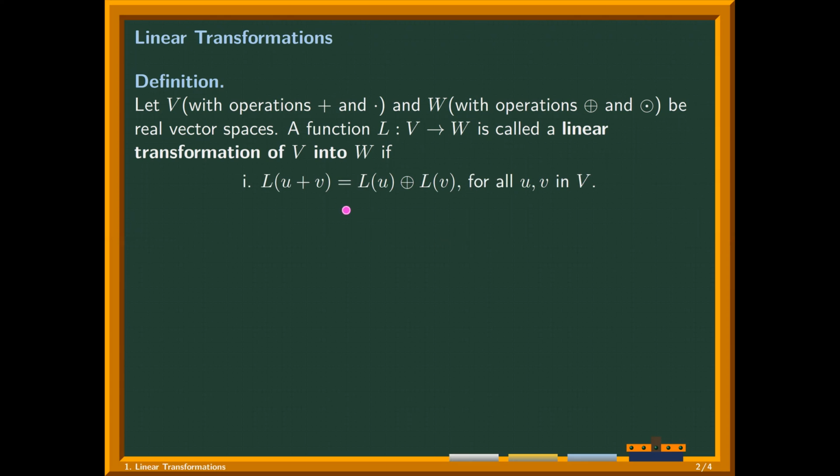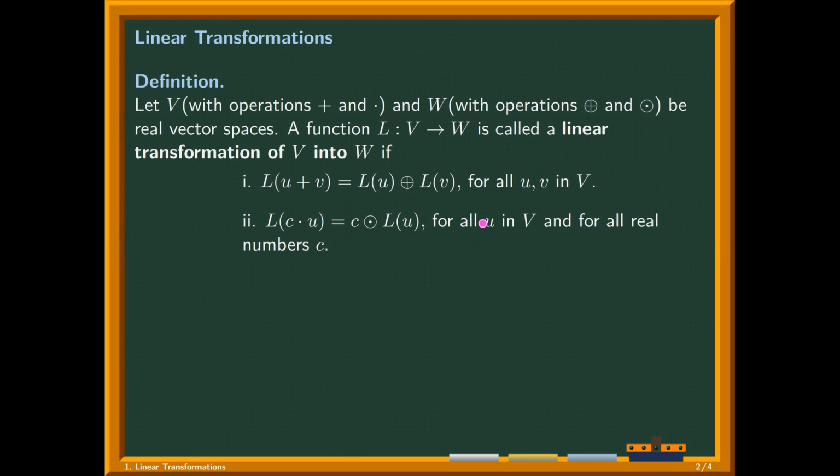First, we have this preservation of vector addition for all u and v in the vector space V. On the left, the image of the sum of vectors u and v under L should be equal to the sum under W of the image under L of u and the image under L of v. So remember, on the left-hand side, we're dealing with vector addition in V, while on the right-hand side, we deal with the vector addition on W.